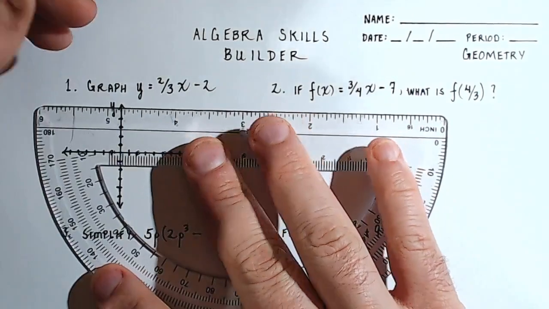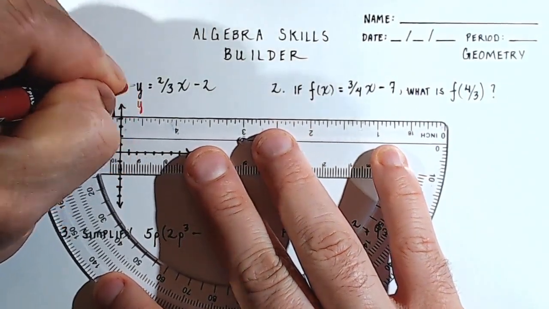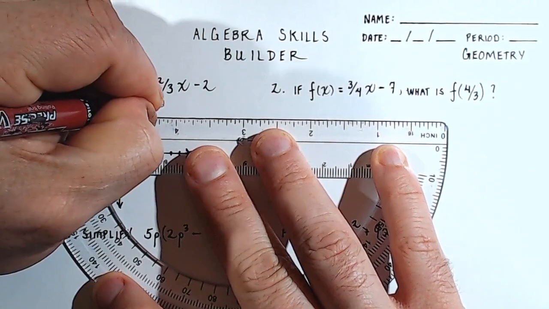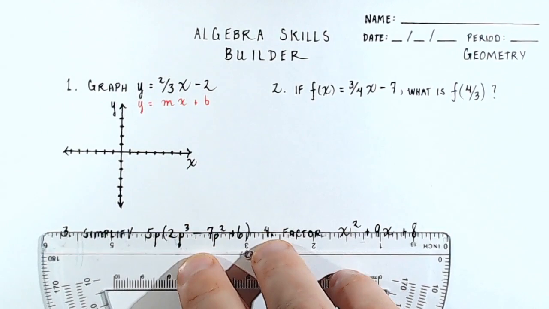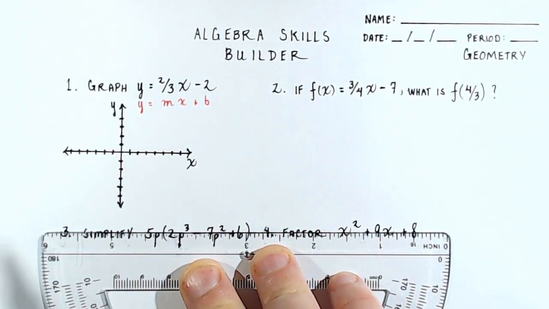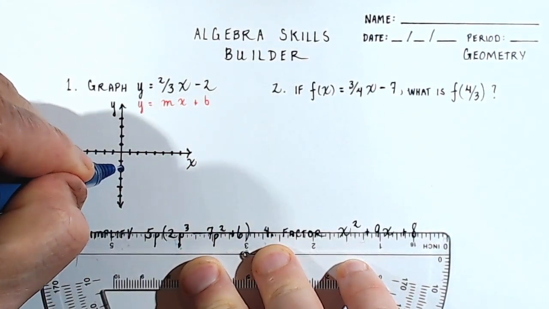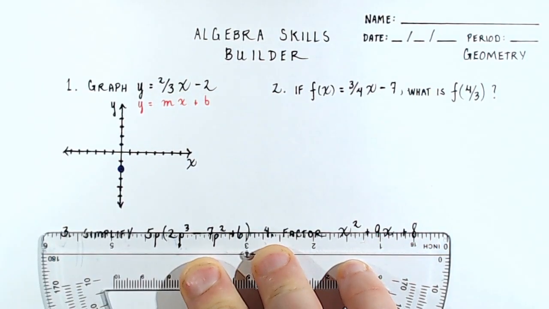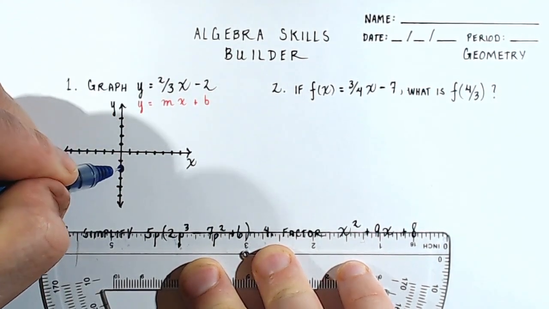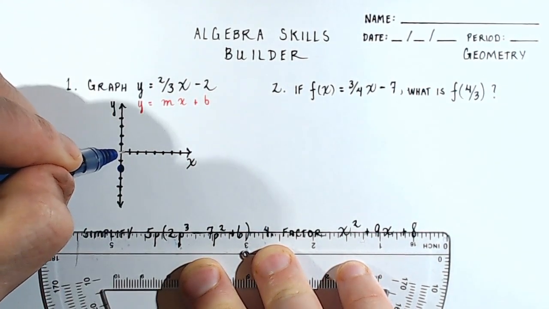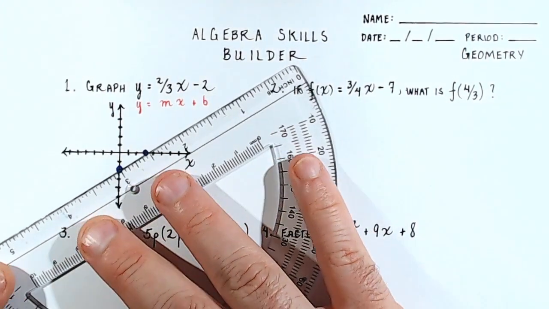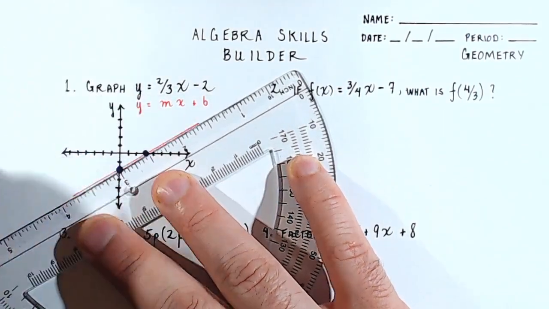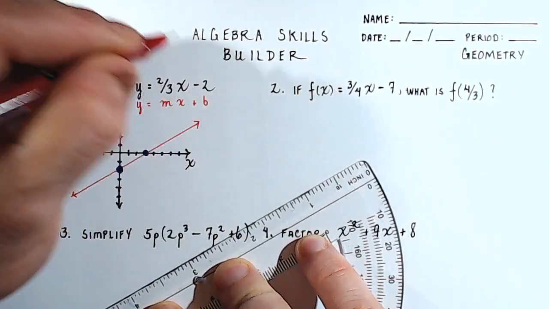It is important to remember the form y equals mx plus b, where m is the slope and b is the y-intercept. So we know the y-intercept is at -2, so we plot that. And we know the slope is 2/3, which we can interpret as rise over run. So we can find another point on the line by going up 2 and over 3 to the right. Okay, so we found our 2 points, and now we can plot a line. So there is your line.